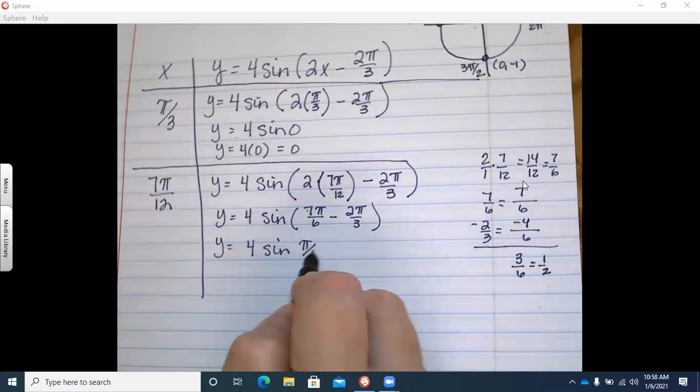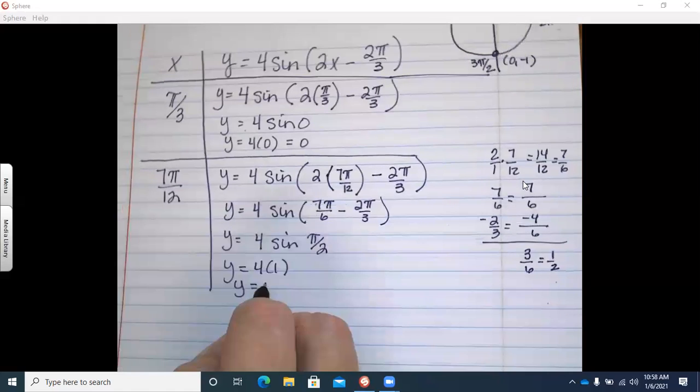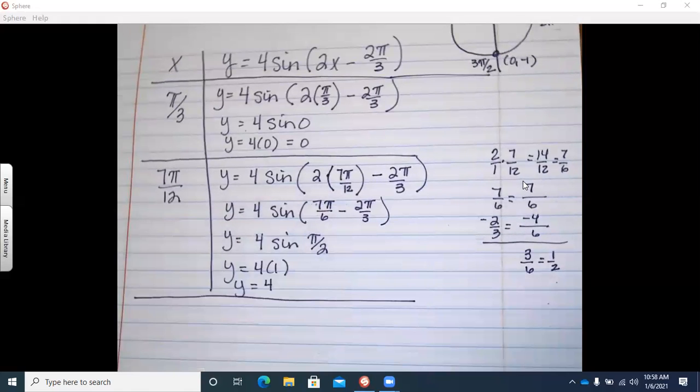And what is the sine of pi halves? 1. So y equals 4 times 1. What does y equal? 4. So on your graph at 7/12 pi, plot a point when y equals 4.